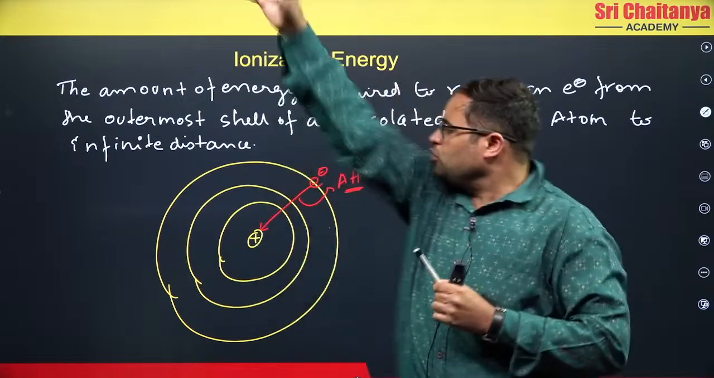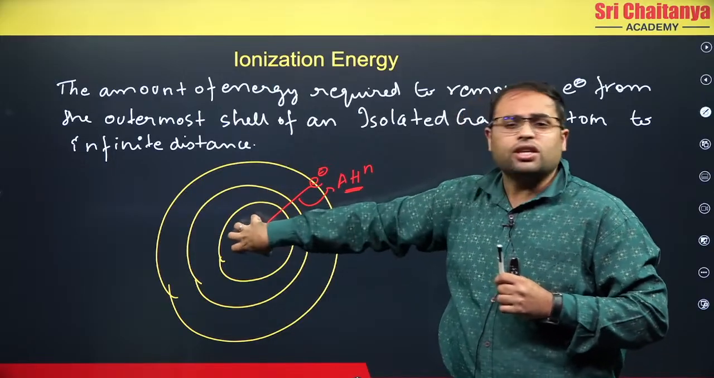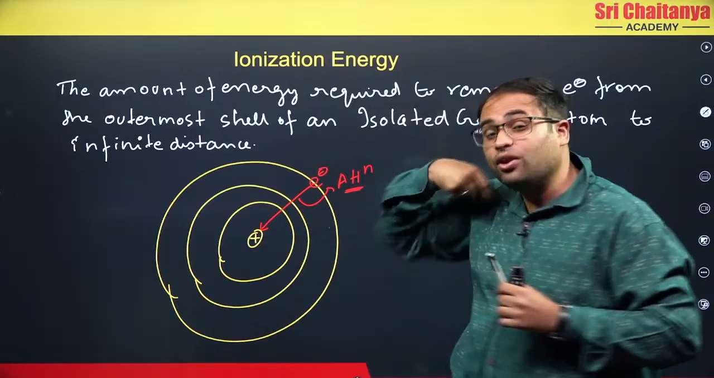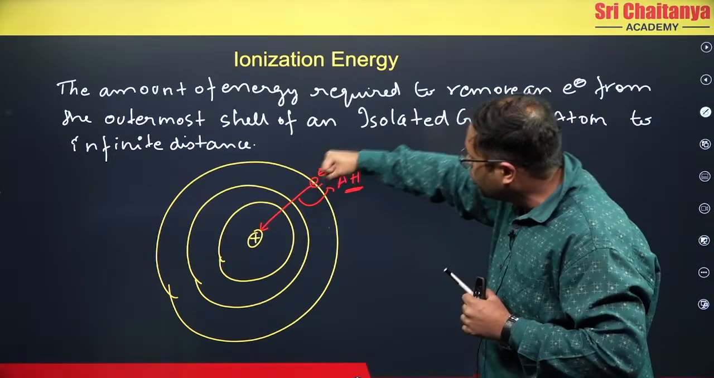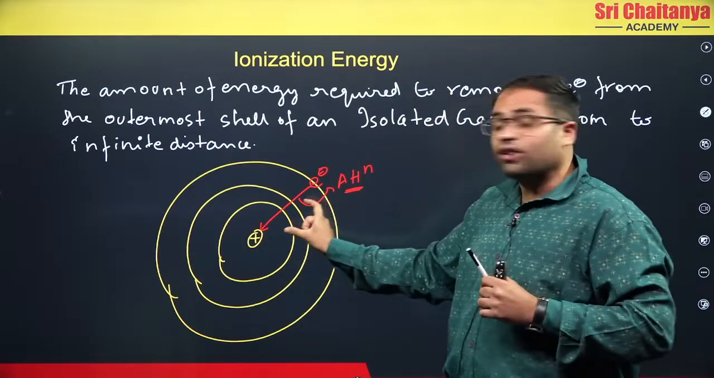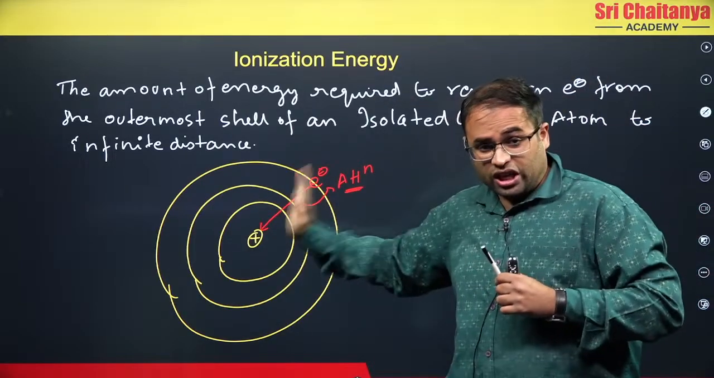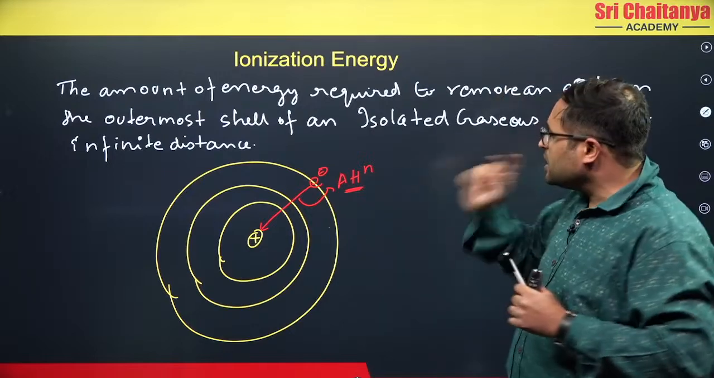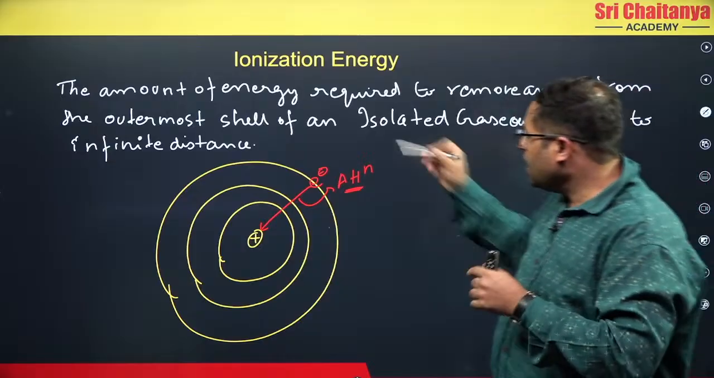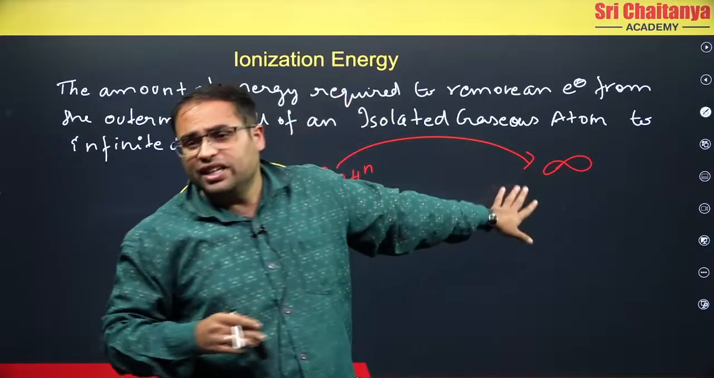Now, if you need to grab this electron and remove it from the clutches or from the hold of the nucleus, then you need to put energy. Why do you need to put energy? Because you need to apply a force in the opposite direction to the attraction of the nucleus, more than this attraction, right? Now I am removing this electron, I am applying some energy. Now we will add the specific thing. After removing this, I have to remove it till where? Till infinity, till infinite distance.